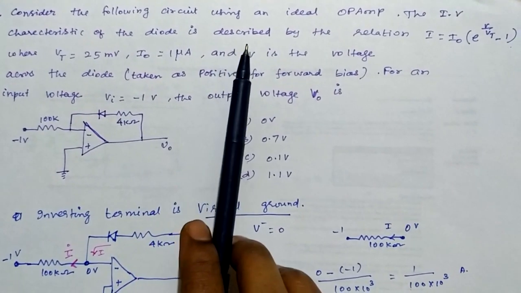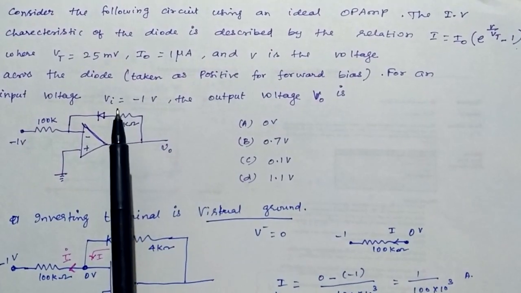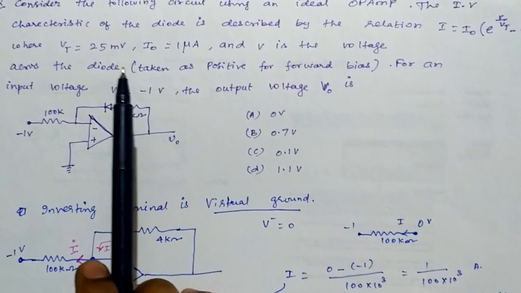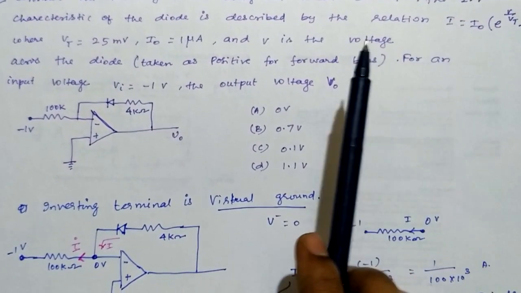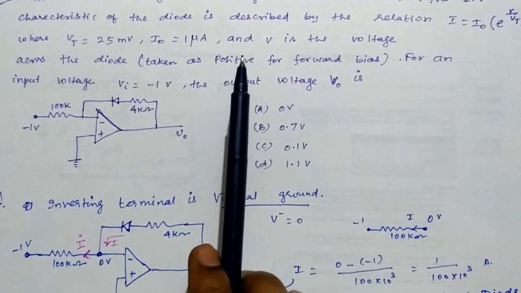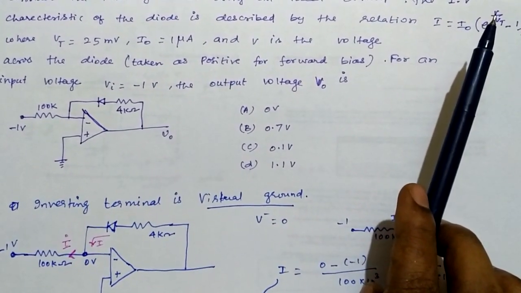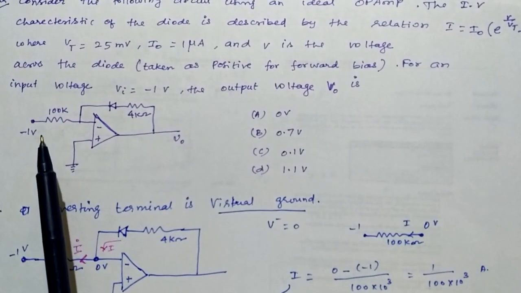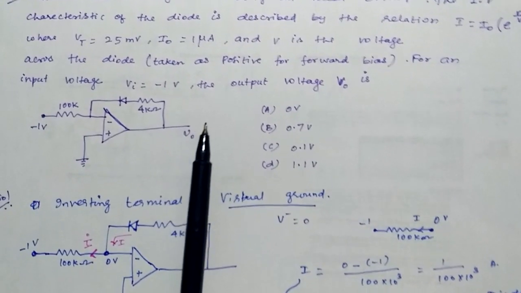Consider the following circuit with the ideal op amp. The IV characteristics of the diode is described by this equation, where VT is 25 millivolt and I0 is 1 microampere, and V is the voltage across the diode. Now for an input of -1, what will be the output voltage? So this is the question.